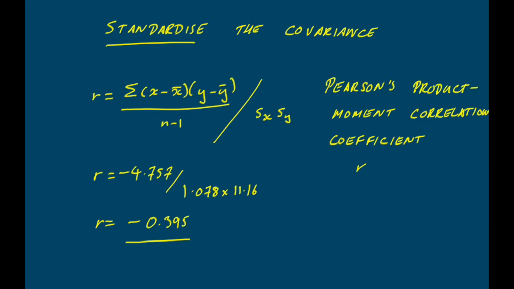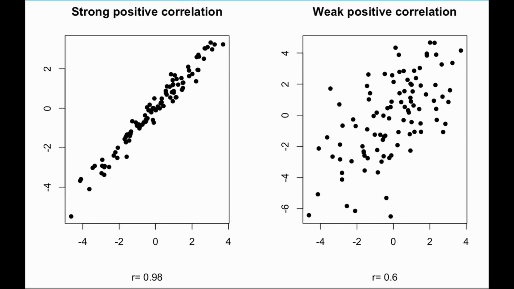Just to show you some examples of data with strong and not so strong correlations. Here are a couple of data sets with a strong positive correlation on the left and a not so strong positive correlation on the right.